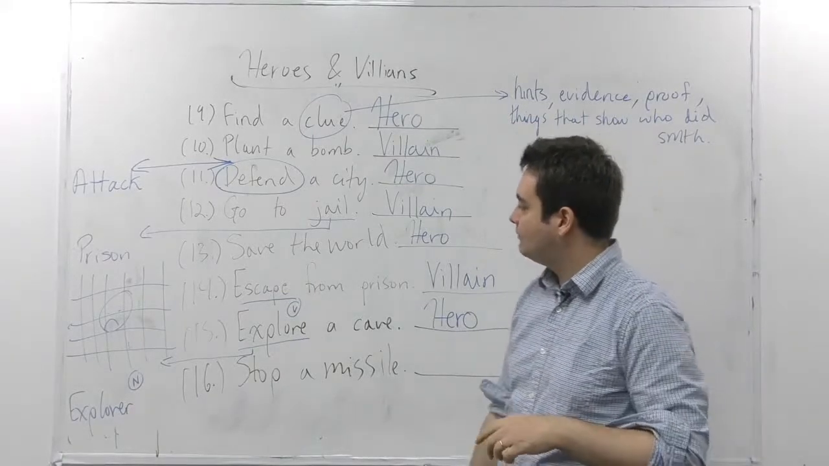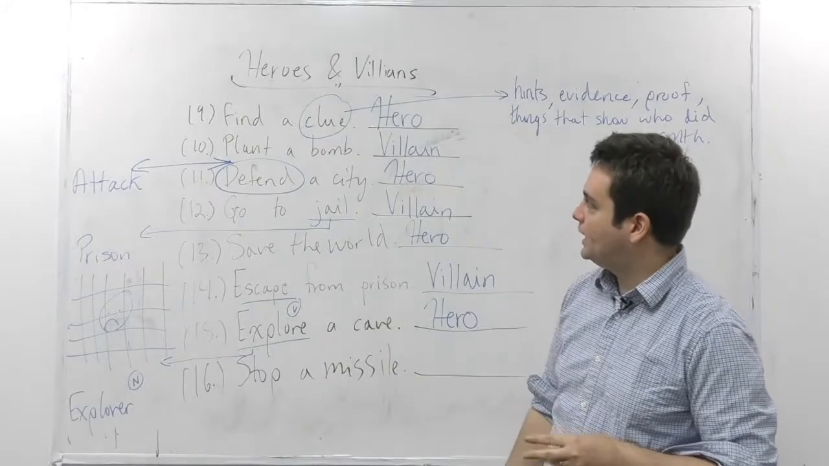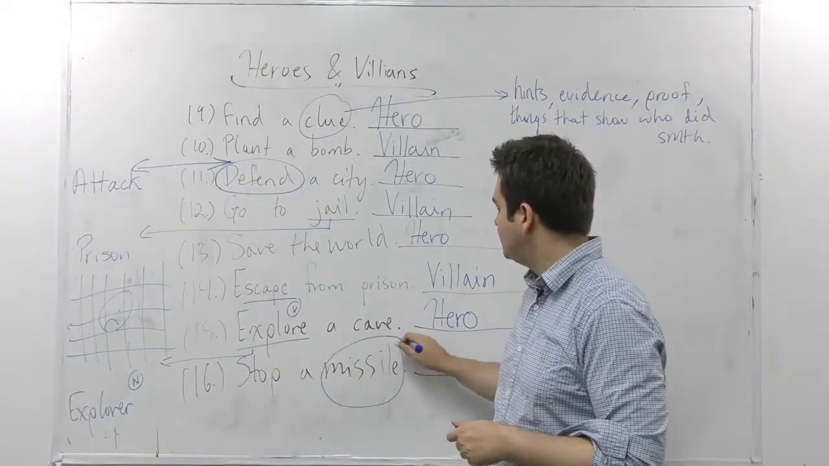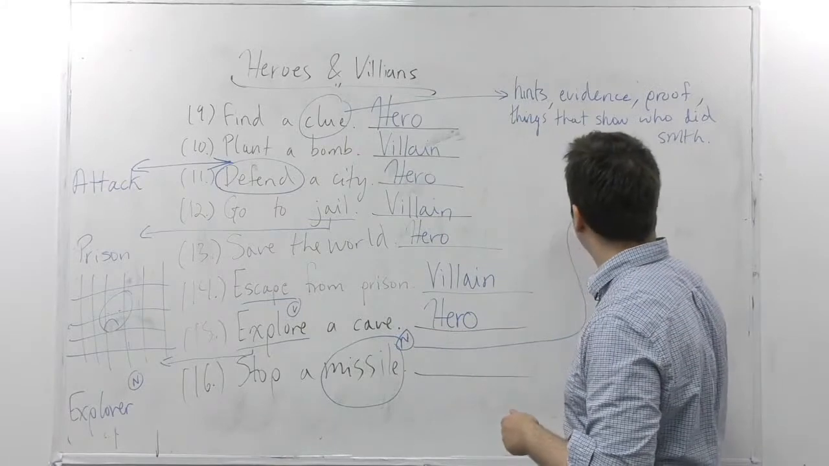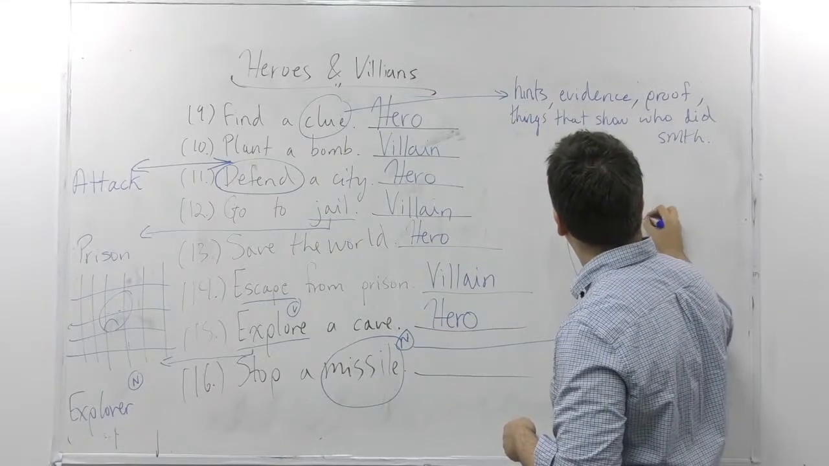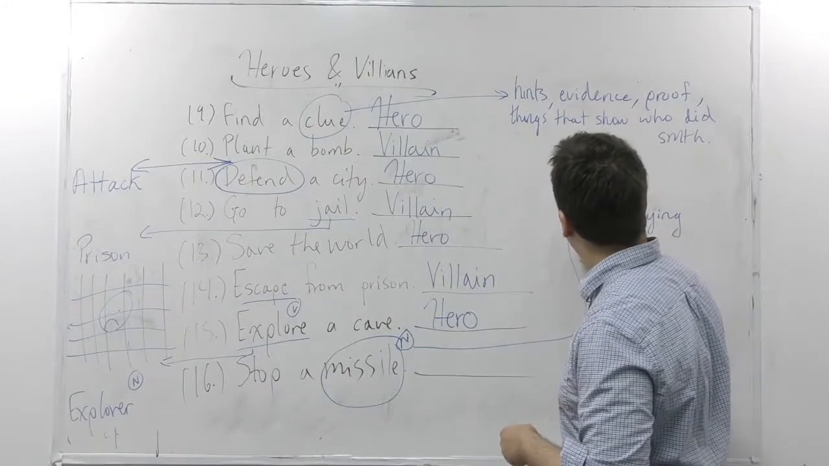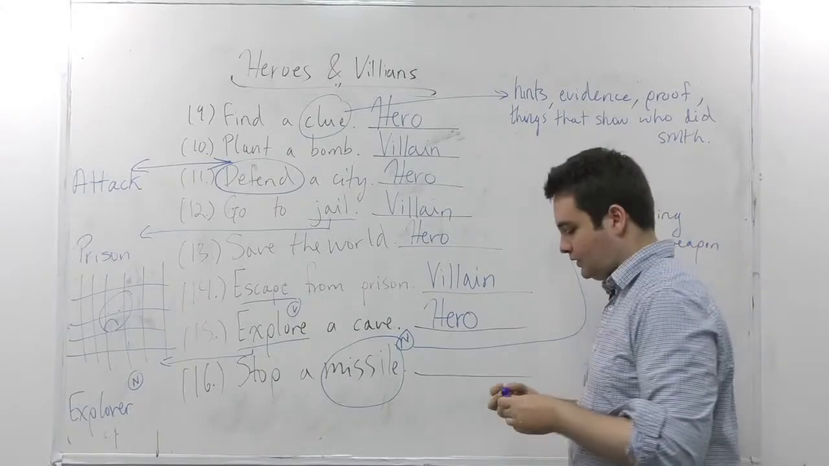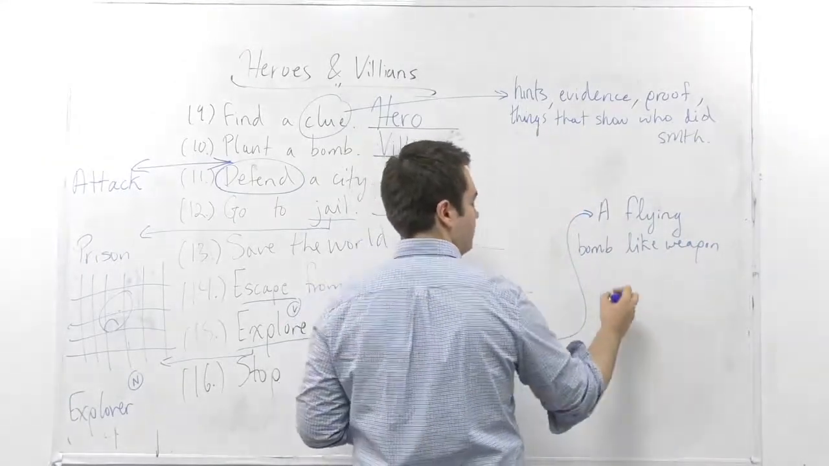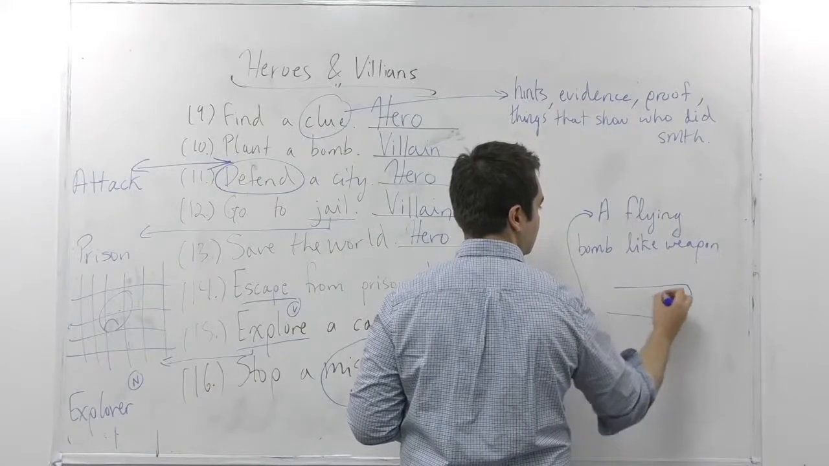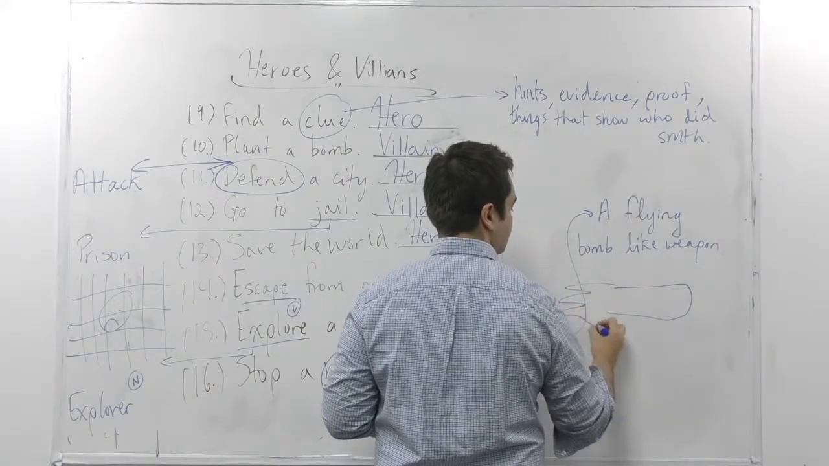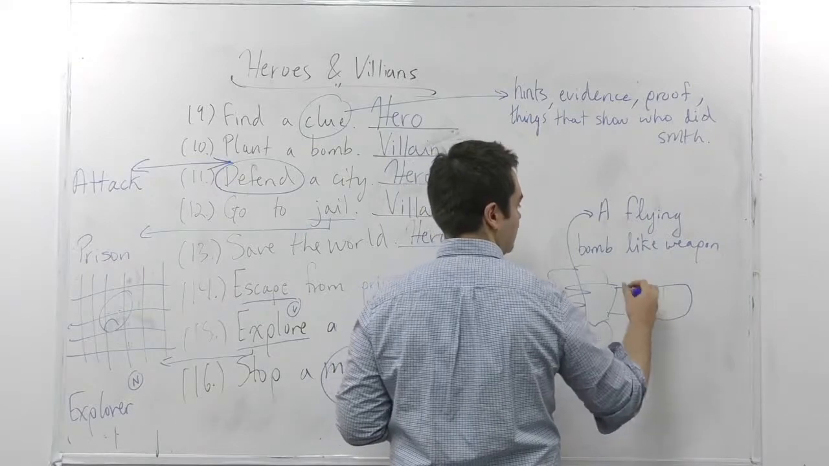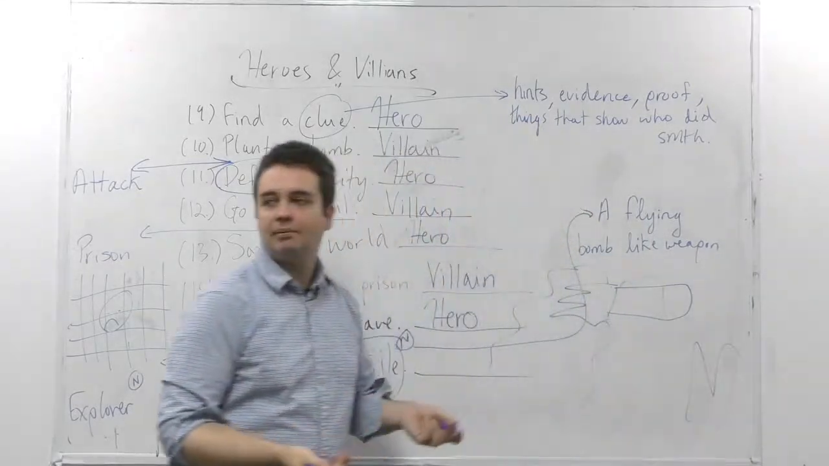And lastly here we have stop a missile. Oh, wow. Okay, so stop a missile. What is a missile? A missile is a noun. It is a kind of weapon. A flying bomb-like weapon. So I'm not very good at drawing, obviously, but usually a missile is a very fast-moving thing. So this is fire, and there's smoke coming out of it, and this is a missile, and when it hits somewhere, boom, it blows up and causes a lot of damage.